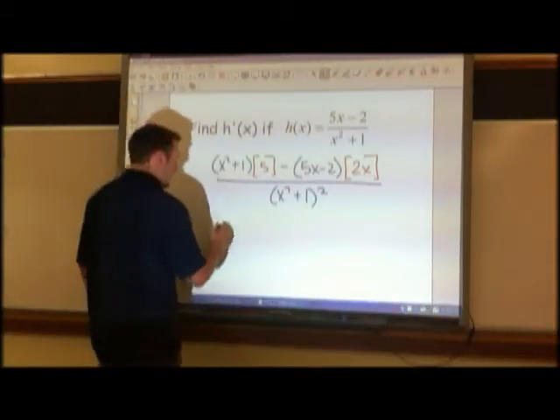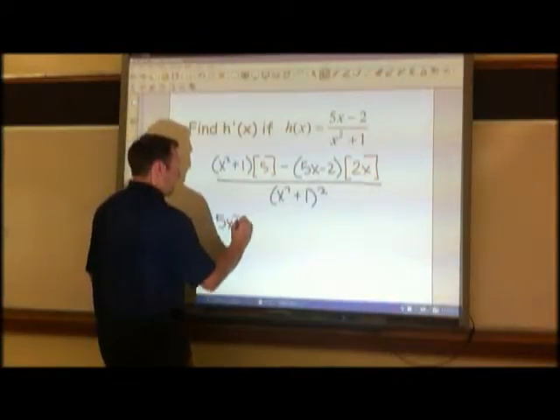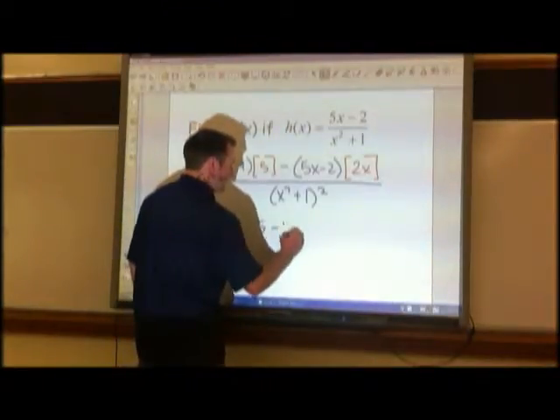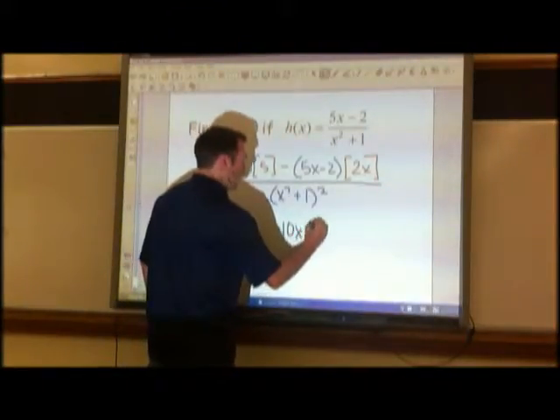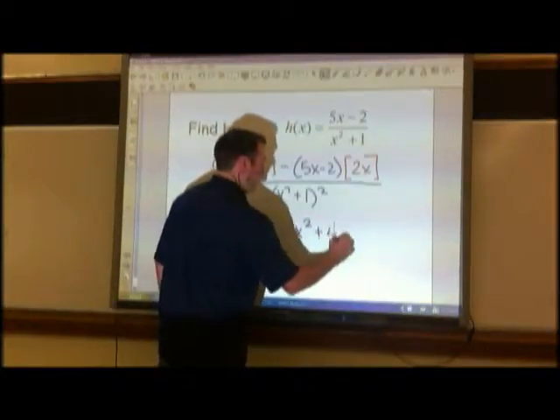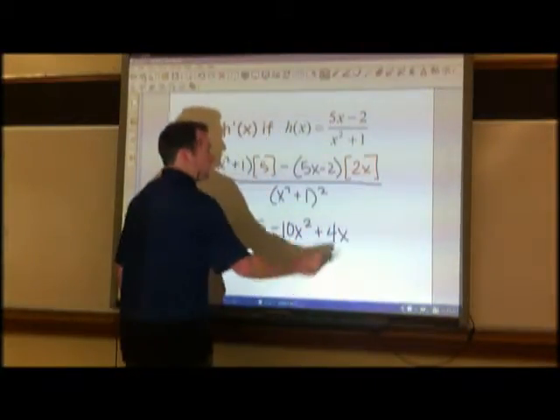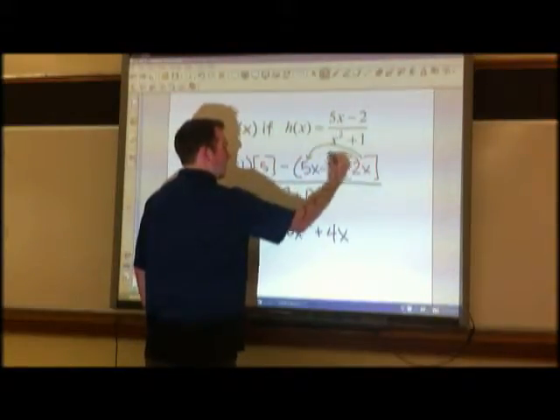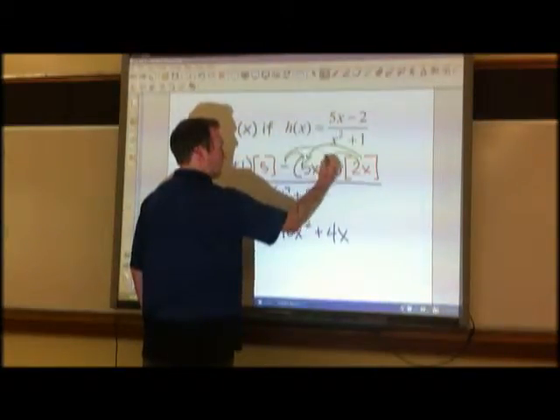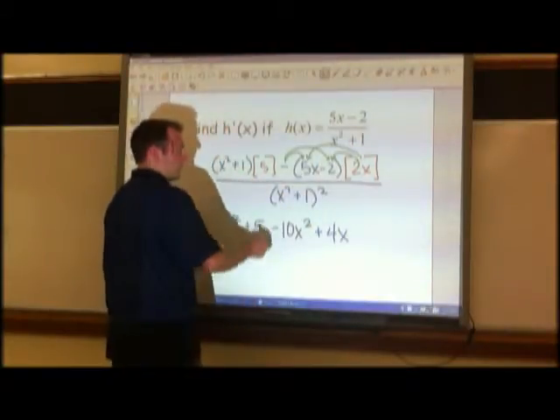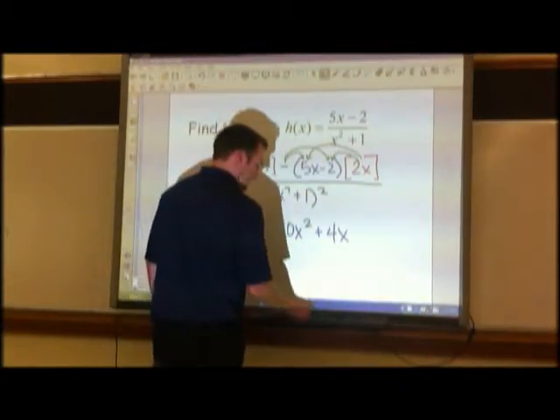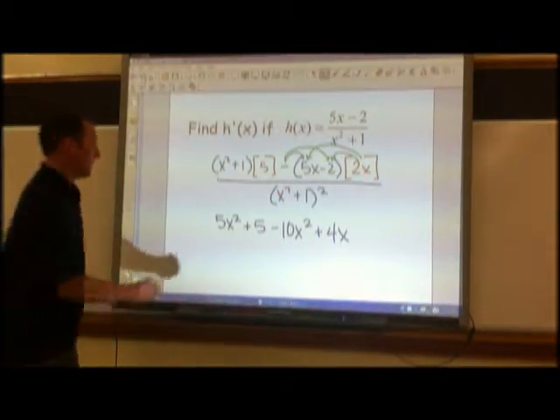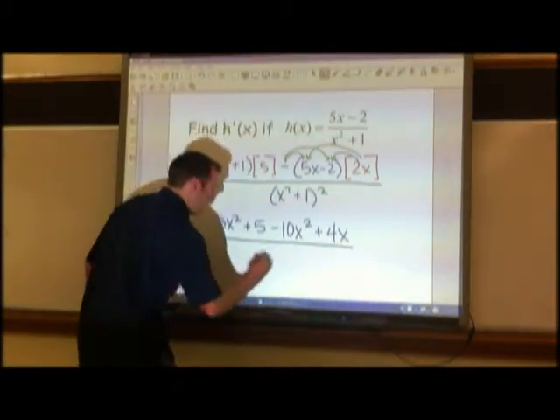So if I simplify this down, I've got 5x squared plus 5, and then minus 10x squared plus 4x. So I have two distributions going on there. I'm distributing here and also here. It's like I'm multiplying everything by negative 2x, in essence. And I'm just going to keep on writing low low on the bottom.